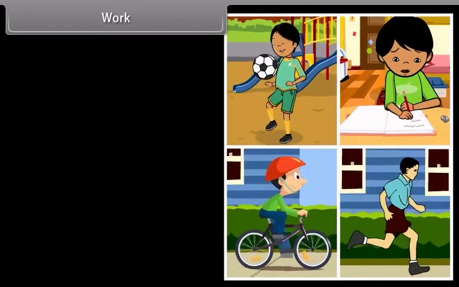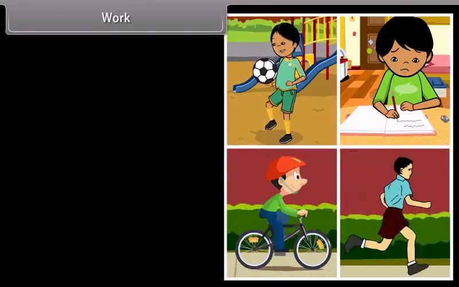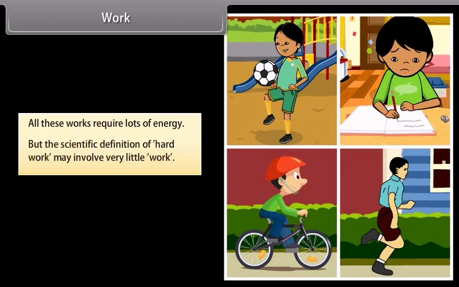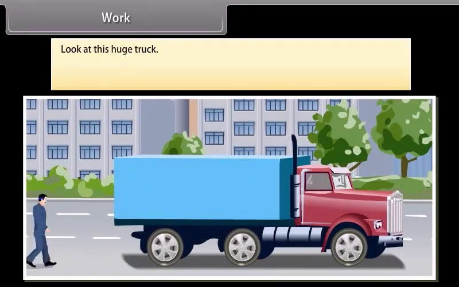Work. Friends, we do lots of work like playing, studying, cycling, running, etc. All these works require a lot of energy. But the scientific definition of hard work may involve very little work. Let's see how. Look at this huge truck. We work hard to push it, but the truck does not move despite all the effort.